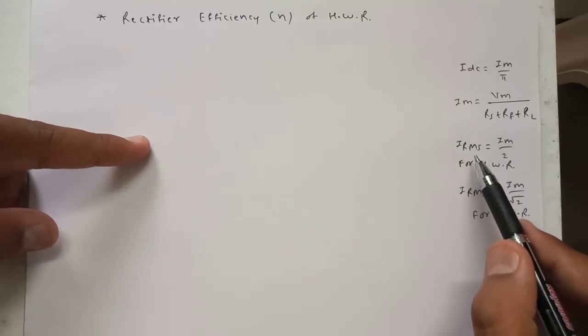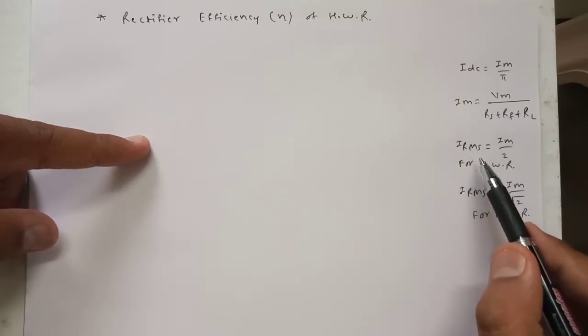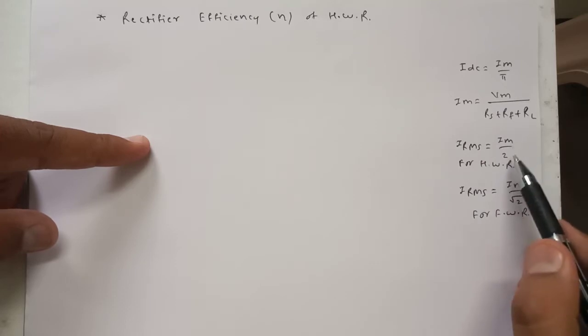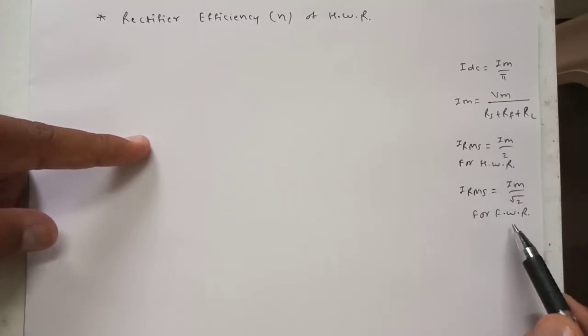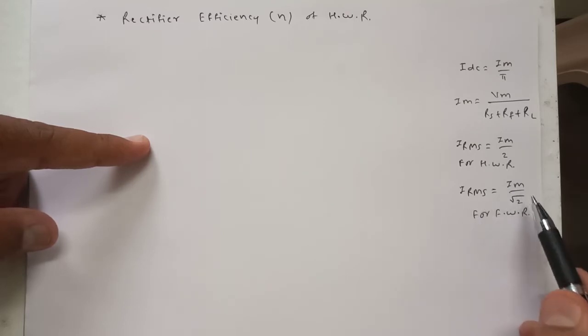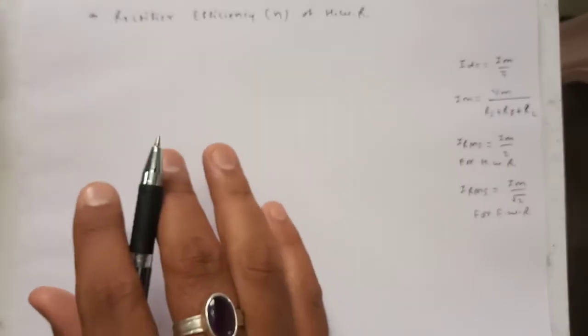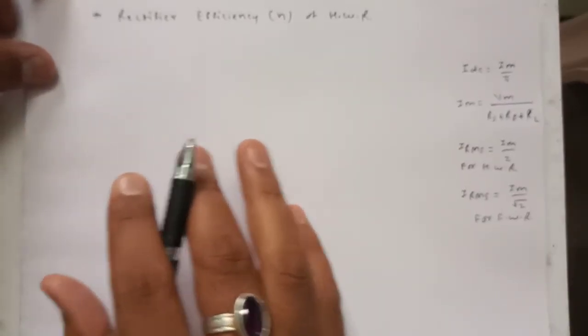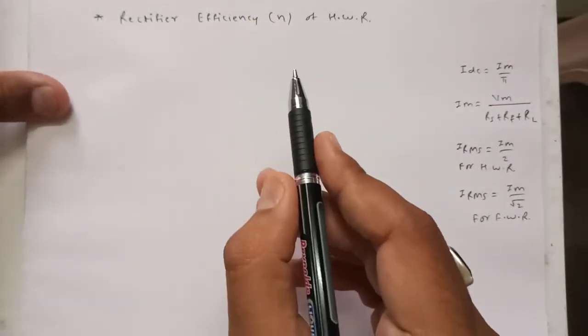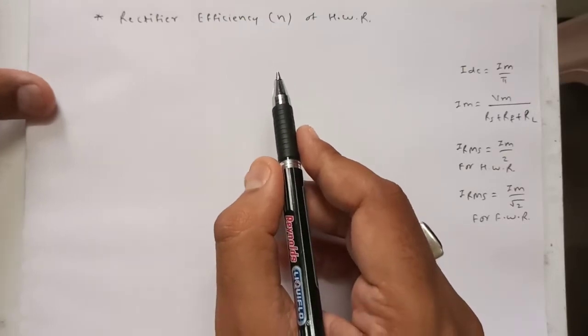Now Irms, that is the RMS value of the current which is flowing for half wave rectifier, is given by Im by 2. And for full wave rectifier, the RMS current is given by Im by root 2. These are some equations that we all should know. If you do not know, kindly go through the derivations in the lectures in which we have already taken them.